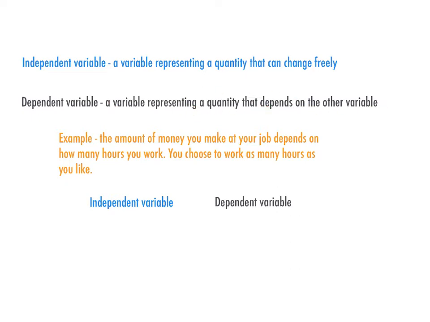So what would that be in our little vacation spending money situation? Well, that would be the amount of money you have left, right? The amount of money you have left depends on the number of days that have gone by that you've been spending money. Okay, so another example would be the amount of money you make at your job depends on how many hours you work. So you choose to work as many hours as you like. So what's the independent variable there, and what's the dependent? Pause the video, see if you can figure it out, and play when you're done.